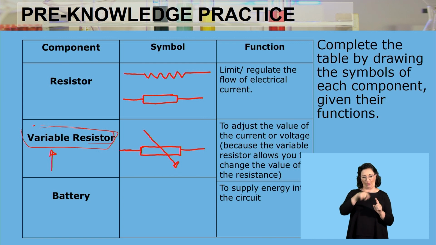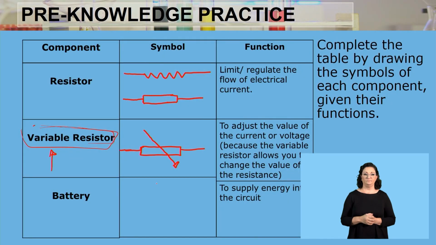And then lastly, the battery. We know that the function of the battery is to supply energy into the circuit. So the battery supplies energy into the circuit. Remember, it can also be supplied by just one cell, or it can be a combination of more than one cell. Hence, we're going to be having a battery. So a battery or a cell can supply energy into the circuit.